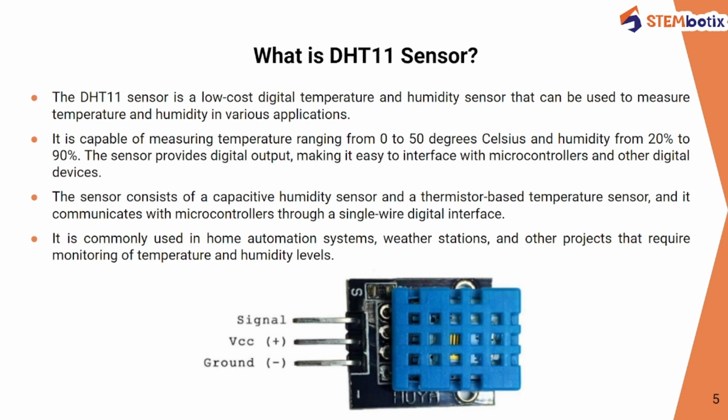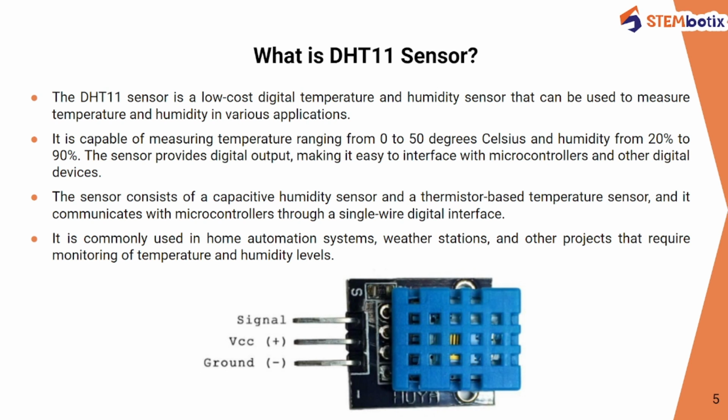This sensor has three main components. The first is the humidity sensing component, a capacitive humidity sensor with two electrodes and a moisture holding substrate between them. The second main component is the NTC temperature sensor, or thermistor, which the sensor uses to measure the temperature.